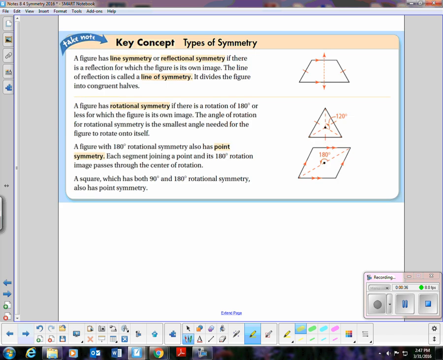All right. So first thing, line symmetry. A line of symmetry is just if I can put a line down a figure and that figure is exactly reflected, so both sides can be folded over to create a congruent shape. So it divides it into two congruent halves.